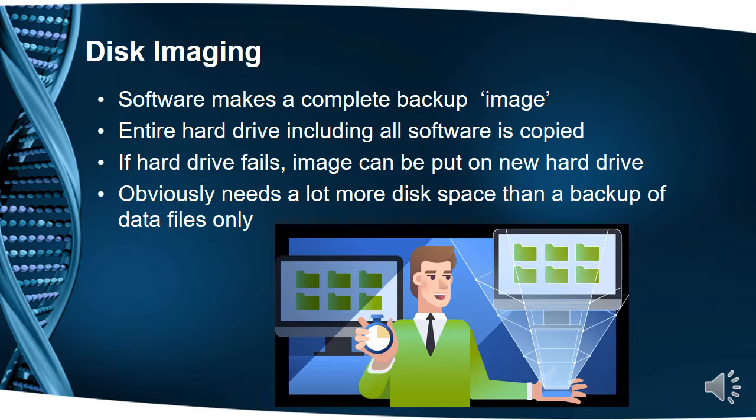Disk imaging is a completely different kind of backup where the whole hard drive is copied onto another drive. And in this instance, if the hard drive fails, then you can take the drive onto which the entire image was copied and use that as the new hard drive. Obviously, you need a lot more disk space than if you back up only your data files.